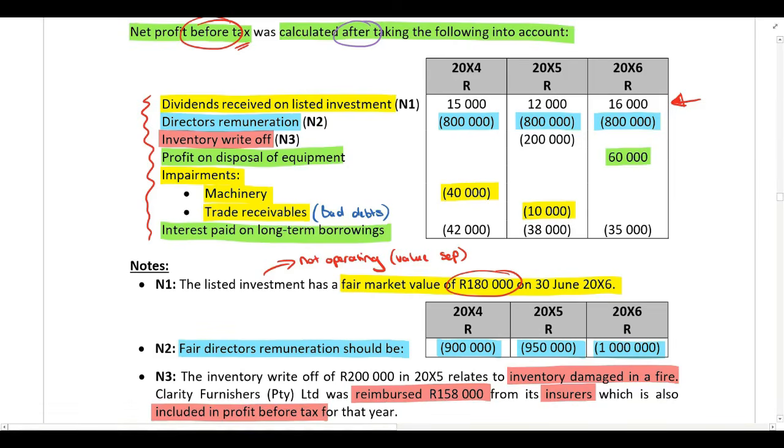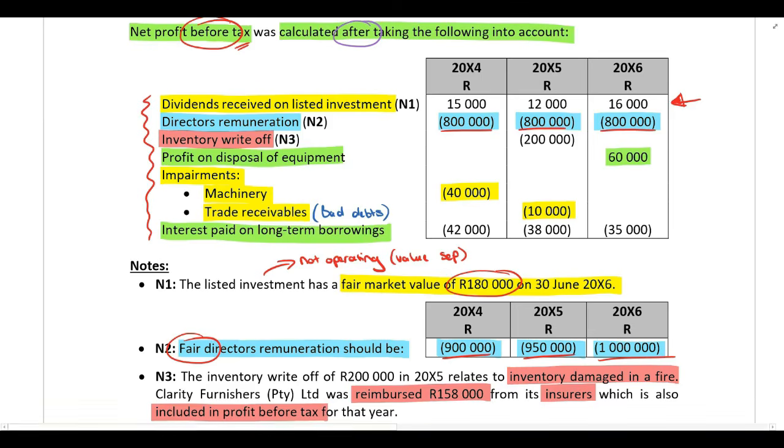Then we were given directors' remuneration. So in each of the years, we've got directors' remuneration of 800,000 Rand. However, in note 2, we can see that the director's remuneration is not market related because a fair director's remuneration should be 900,000, 950,000 and 1 million Rand. So remember, when we are calculating maintainable earnings, all income and expenses must be market related. So we are now going to have to make an adjustment so that this expense is market related.